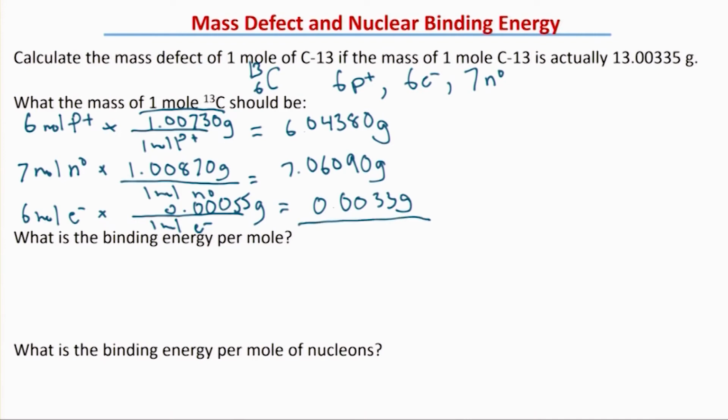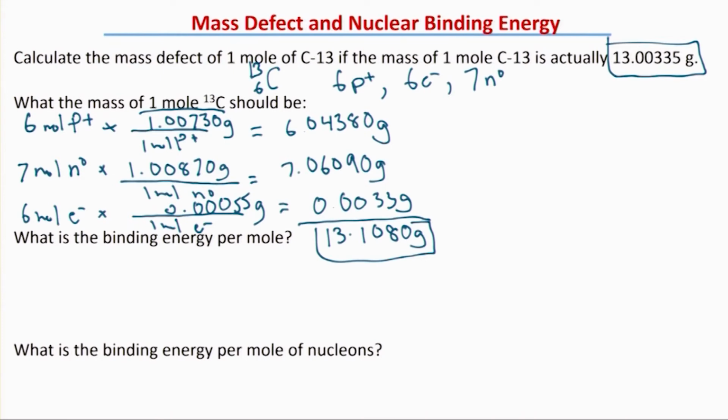All right, add those 3 up. Okay, that is your mass from 1 mole of protons, 1 mole of the neutrons, and 1 mole in carbon-13 of electrons. All right, so all the protons, neutrons, and electrons, and I got 13.1080 grams. All right, so this number is bigger, right? We're comparing this number right here and this number over here. It is bigger than the actual calculated mass of 1 mole of carbon-13 atoms.